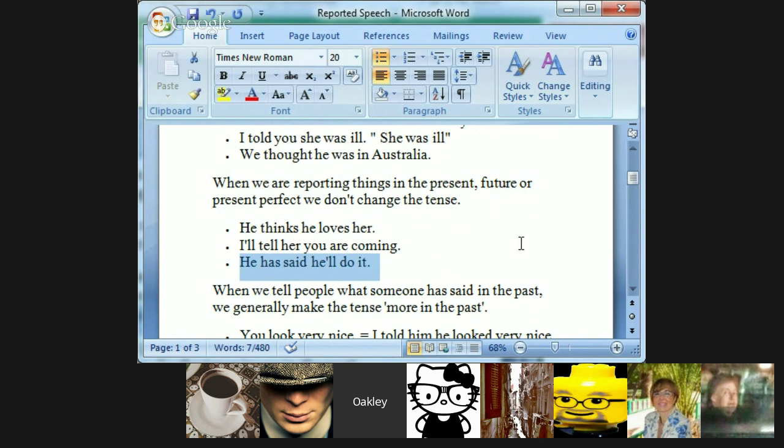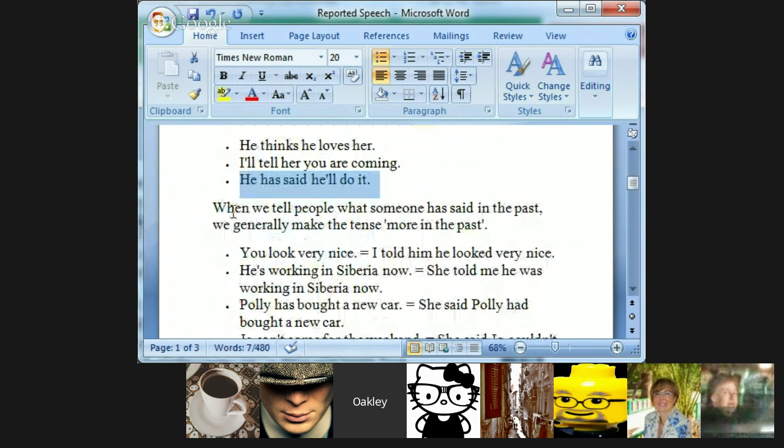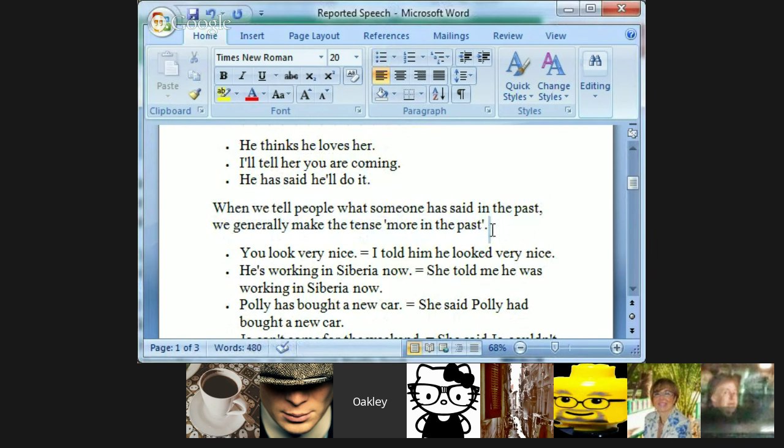Okay. Really? Oh, okay. He said in the past he'll do it. So you're reporting the fact that he said that, not what he actually said. Now, when we tell people what someone has said in the past, that's when we have to worry about this backshift, or more in the past thing.